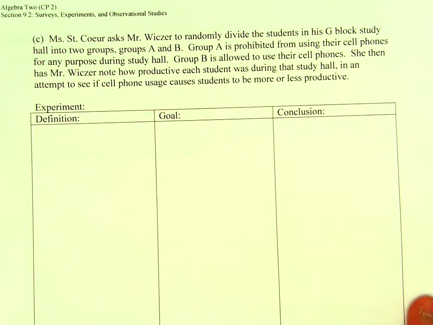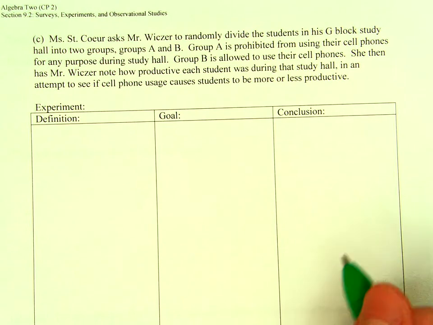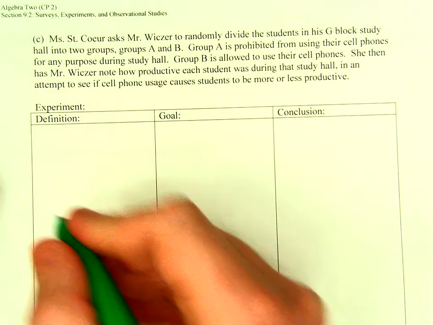As opposed to what we're going to see in our third type of study. Mrs. Sanker asks Mr. Wixer to randomly divide the students in his G-block study hall into two groups, groups A and B. Group A is prohibited from using their cell phones for any purpose during study hall. Group B is allowed to use their cell phones. She then has him note how productive each student was during that study hall in an attempt to see if cell phone usage causes students to be more or less productive. This is an example of an experiment. And in an experiment, we deliberately do something to some individuals in order to observe their responses.